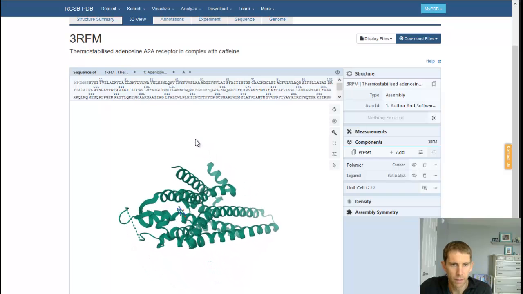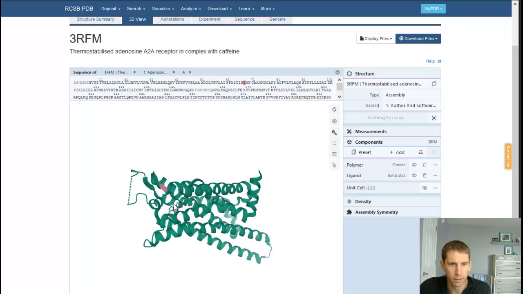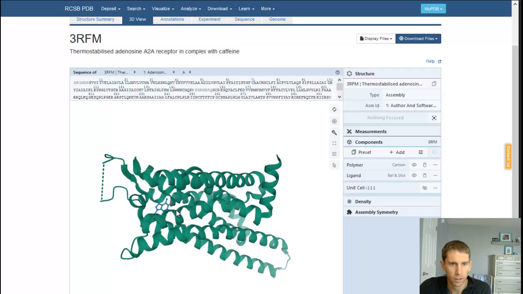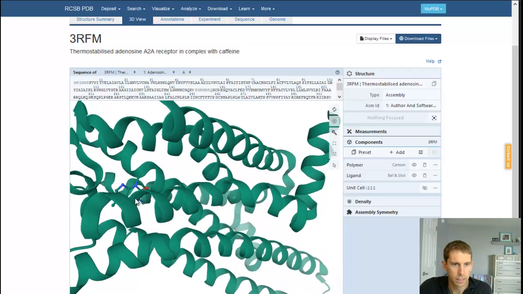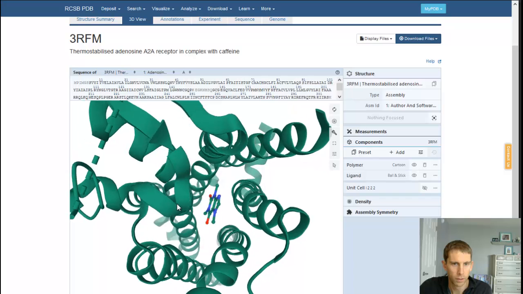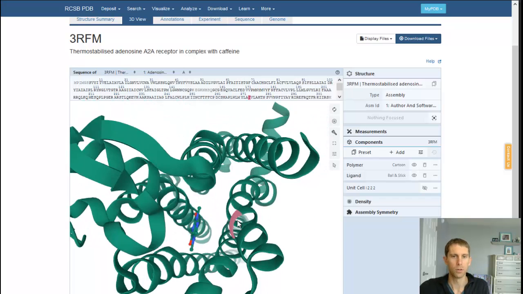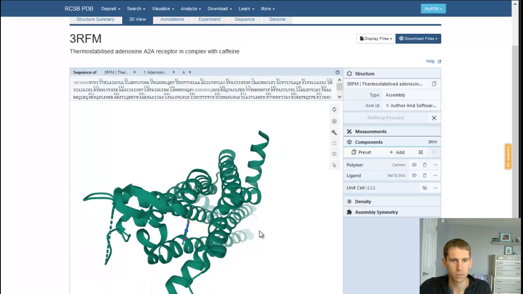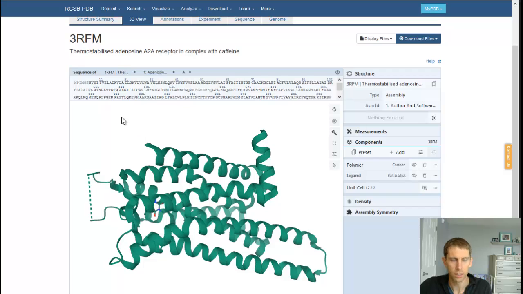If we move this around, we can see a little molecule right there at the end. So right here. If we zoom in on this with our mouse, this actually is our caffeine molecule that we're looking at right here. We'll get a couple more close-up views of that in a second. I'm going to scroll back out so we can get an overall view of the protein structure here.